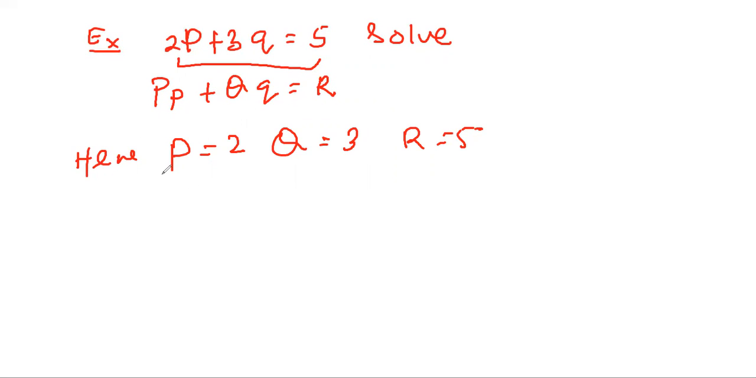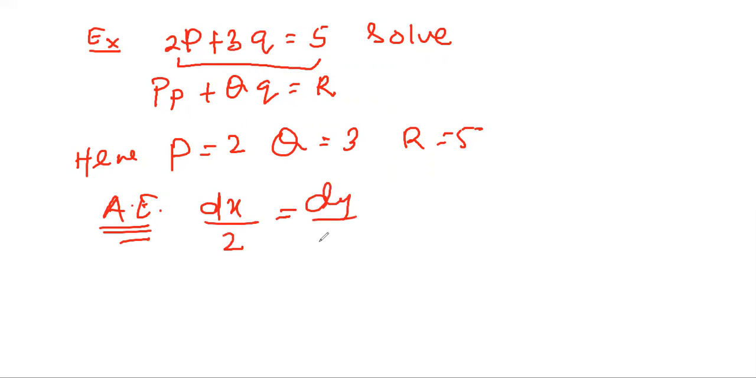For the solution, as we have explained already, we need the auxiliary equation. What is the auxiliary equation? dx by 2 is equal to dy by 3 is equal to dz by 5. So we need two solutions from this equation. First of all, we consider any two.